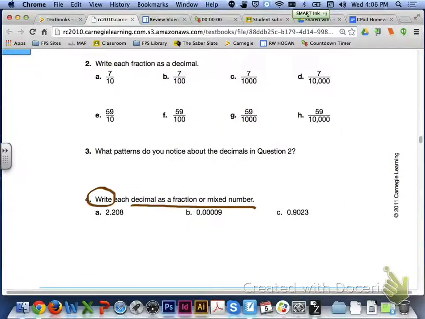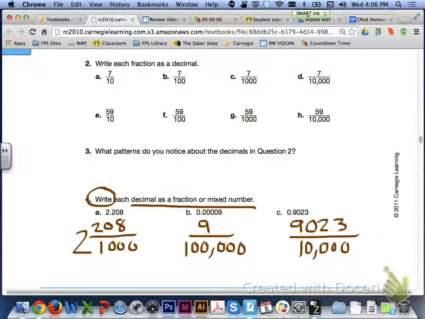Go ahead and take a look at number 4 at the bottom of the page. Write each decimal as a fraction or a mixed number. For letter A, you should have had 2 and 208 thousandths. For letter B, 900 thousandths. And for letter C, 9,023 10,000ths.